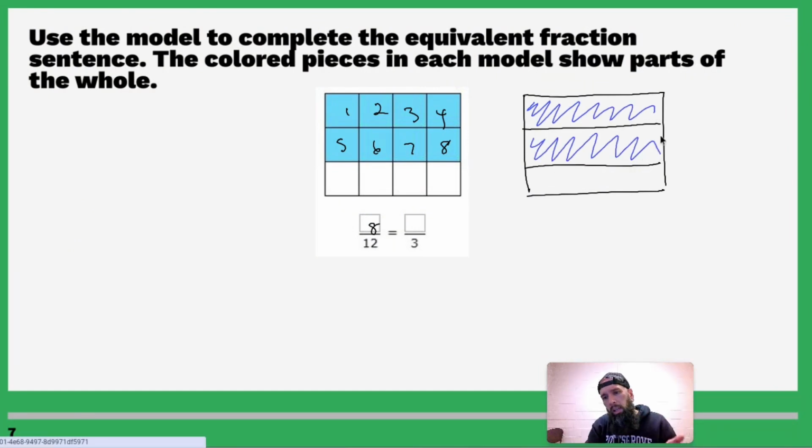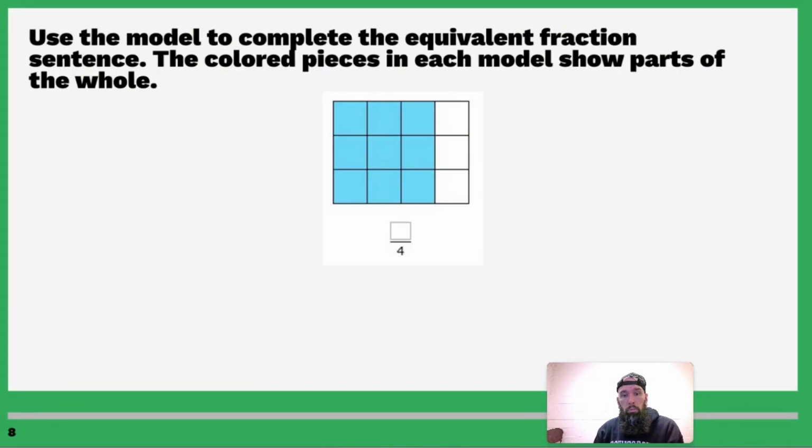Except for the slices, these look like the same exact picture. There's 1, 2, 3 blocks, and 1, 2 of them are colored in, 2 out of 3. And interesting, 2 times 4 is 8, 3 times 4 is 12. Interesting how when we multiply both of these by 4, we get those numbers. Planting seeds.